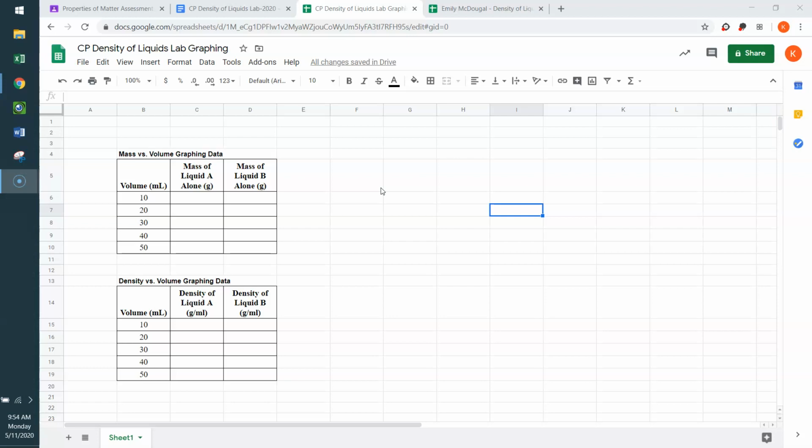So the first thing I would do is go to my density of liquids lab, and I would copy and paste in the data here for the mass of liquid A and the mass of liquid B. So we're just going to copy and paste that information right in. Okay, so assuming that this is the data you got, may not be, I'm not sure. We want to make sure we have the mass of liquid alone versus the volume of all of these here. So let's just make sure these are all to the proper place value here, tenths place.